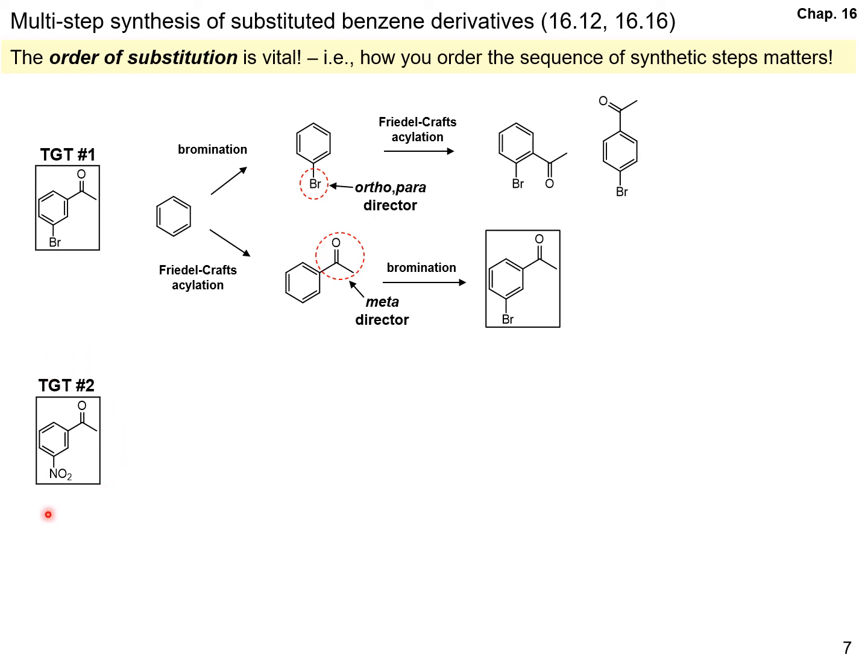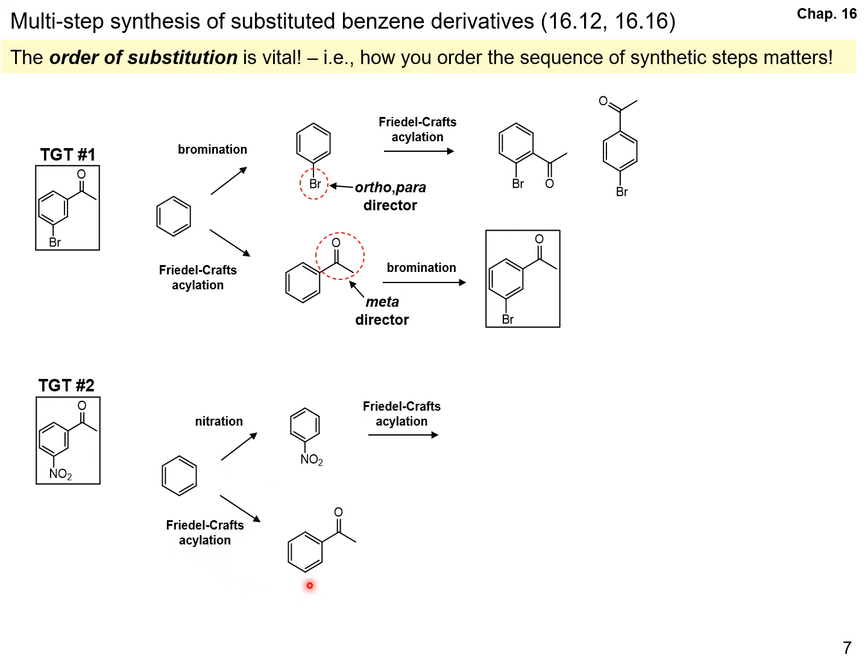Let's take another example. Here we have an acyl group on the ring and a nitro group on the ring, and you know how to put each of those on benzene by electrophilic aromatic substitution. You could perform the nitration first, or you could perform the Friedel-Crafts acylation first. If you did the nitration, you would end up with nitrobenzene. If you did the Friedel-Crafts acylation, you would end up with this ketone.